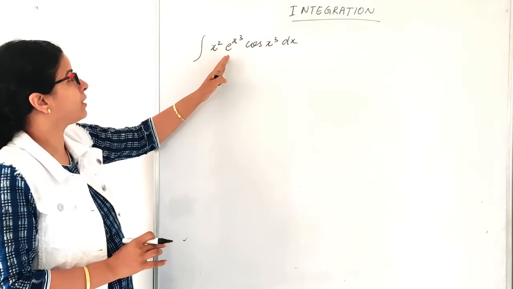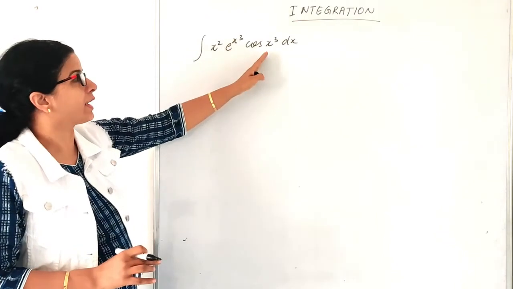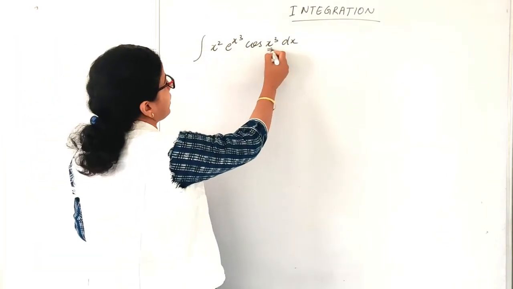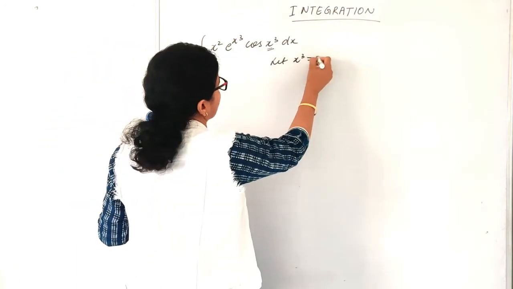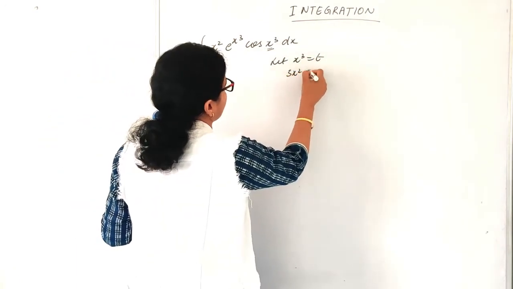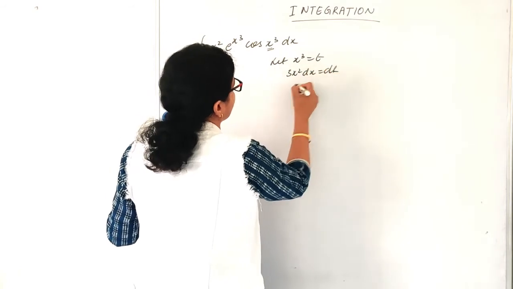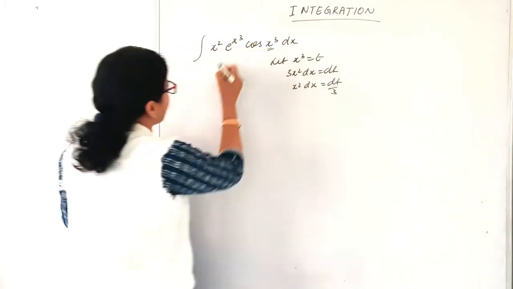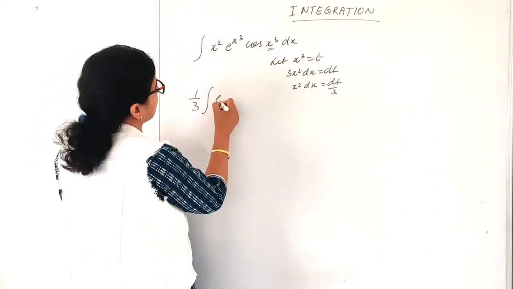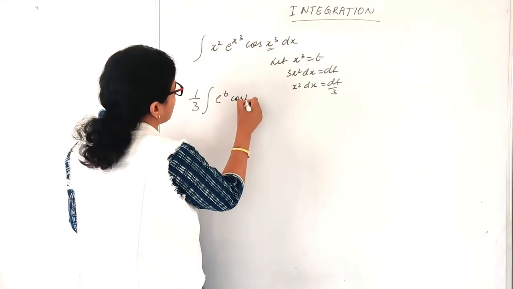x square e raised to the power x cube cos x cube dx. So we very well know that x cube differential is 3x square. So we will let x cube is equal to t, 3x square dx is equal to dt. x square dx is equal to dt by 3. Let us substitute here. So 1 by 3 e^t cos t dt.